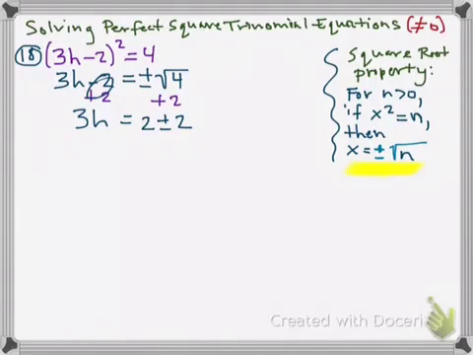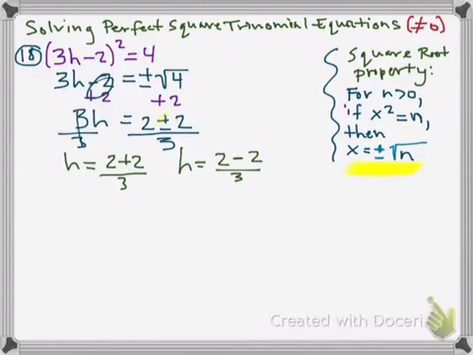It looks a little complicated, but it's not too bad. We'll break it up into the two pieces in a minute. How do I get rid of the 3? Divide by 3, and then do it on this side. So now I've got h isolated. We have h equals, and we have two equations really. We've got h equals 2 plus 2, divided by 3. And we also have h equals 2 minus 2 divided by 3.